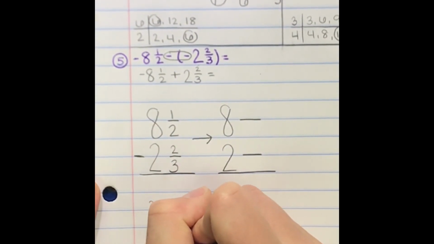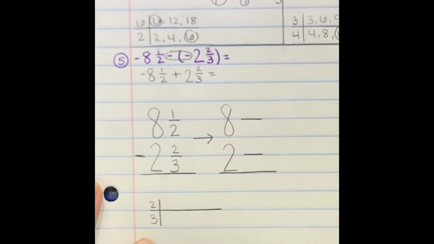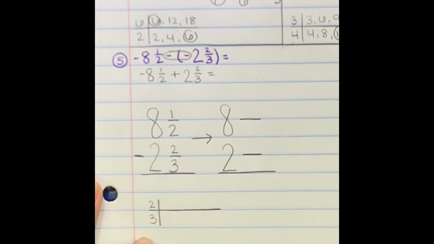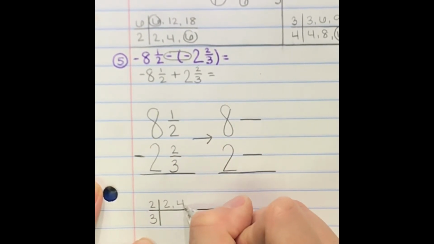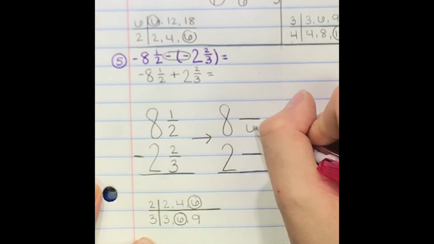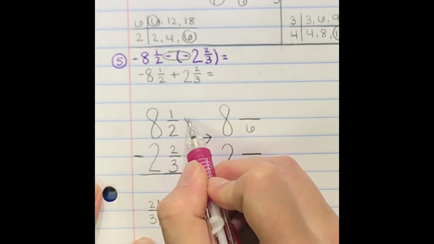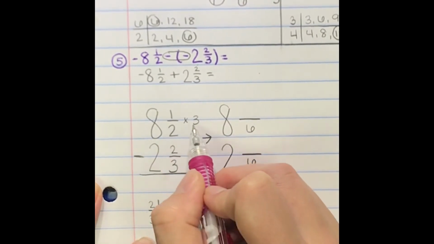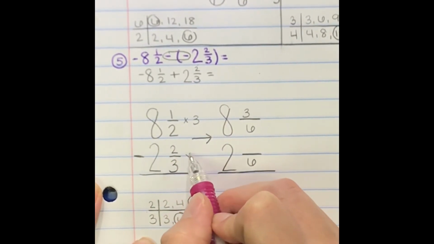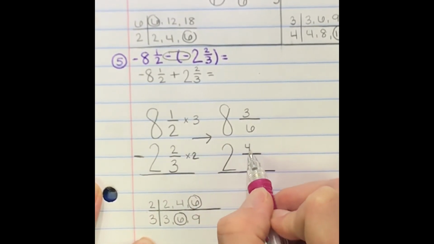Okay, so I have 2 and 3. I use the two denominators. So 2, 4, 6, and 3, 6, 9. The smallest one they have in common is 6. Now we're going to multiply. 2 times 3 is 6, so 1 times 3 is 3. 3 times 2 is 6, so 2 times 2 is 4.